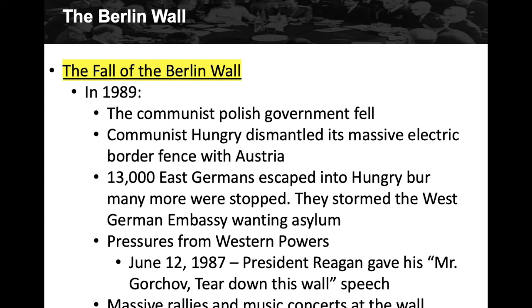And the reason that's very important is because by 1987, the East Germans have basically consolidated down into being their own country. East Germany was the country, but President Reagan is standing in West Berlin, Germany, and he's telling the leader of the USSR, Gorbachev, to tear down the wall. So it's a very important speech that was given. There were also massive rallies and music concerts at the wall. It was basically coming to the point of massive social upheaval going on in Berlin because of the wall.